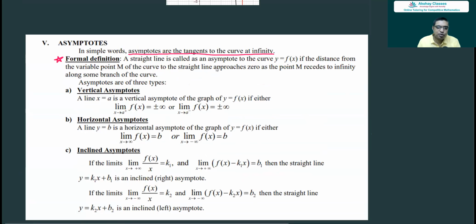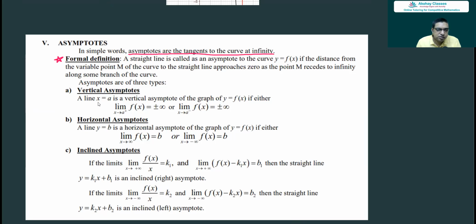A straight line is called an asymptote to the curve y equal to f of x if the distance from the variable point m on the curve to the straight line approaches 0 as m recedes to infinity along some branch of the curve. Now, asymptotes can be classified into 3 types: vertical, horizontal, and inclined. Vertical asymptote is very simple.